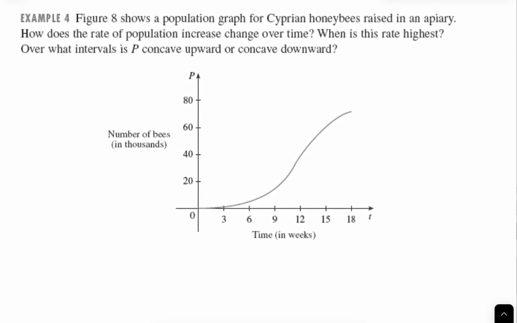So let's take a look at this particular graph. It says in figure 8, it's showing the population graph for Cyprian honeybees raised in an apiary. How does the rate of population increase change over time? When is this rate the highest? Over what intervals is P concave up and concave down? So how does the rate of the population increase over time?